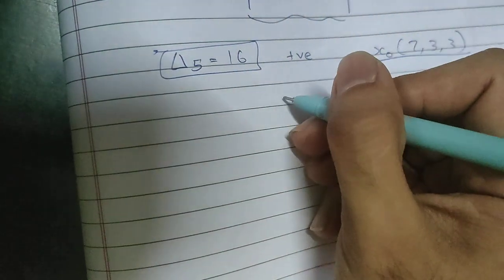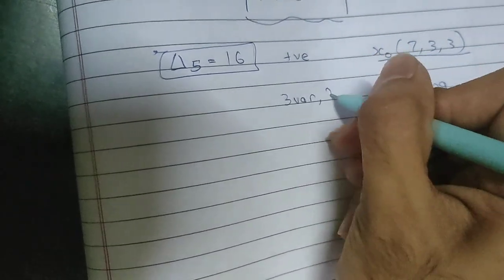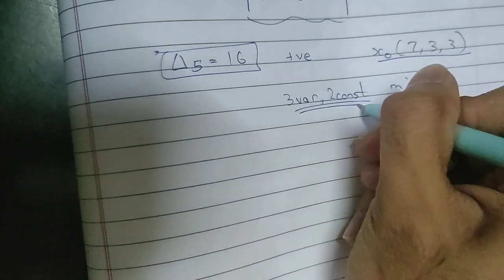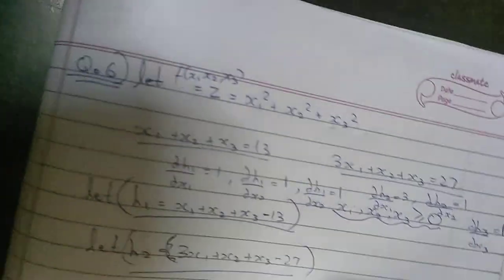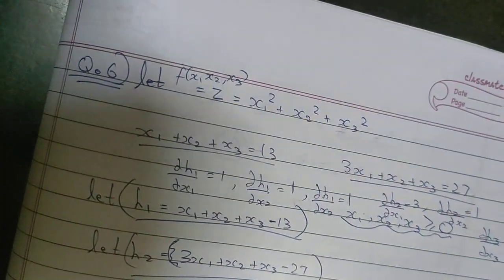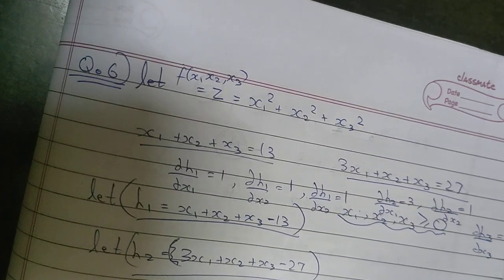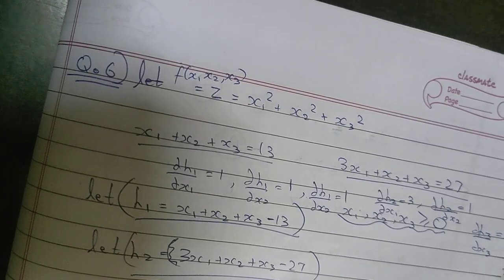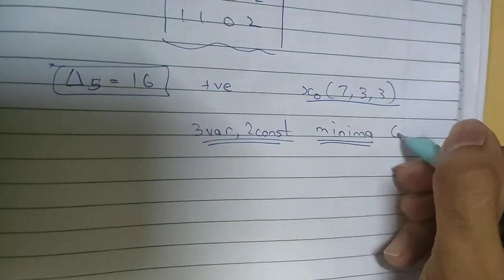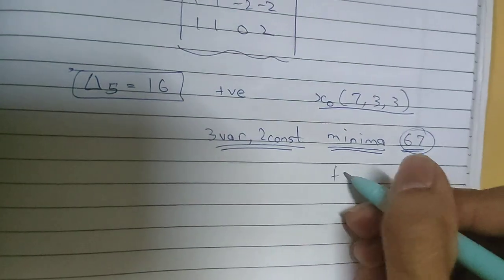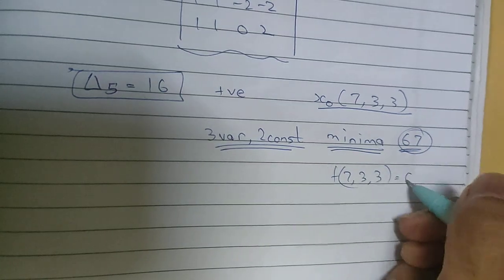This rule can be used for 3 variables and 2 constraints, basically. Yeah, so now in order to find the minimum value, we just need to substitute 7, 3, 3 in the function. So basically, the function is just 7 square plus 3 square plus 3 square, which gives us a total of 67. So the minimum value of the function at 7, 3, 3 is 67, and you can write it like this also, 67. Nice.